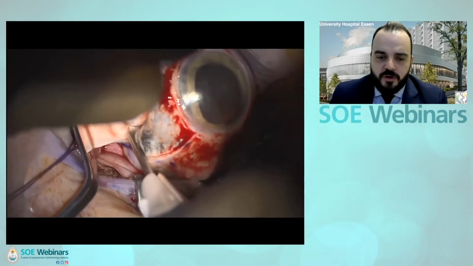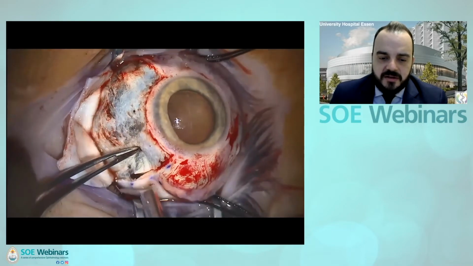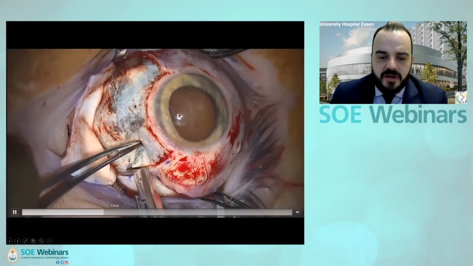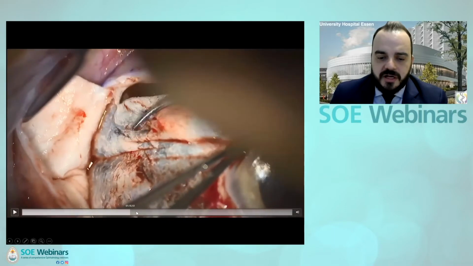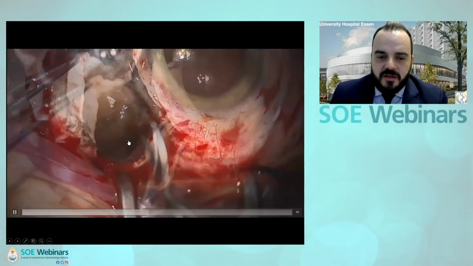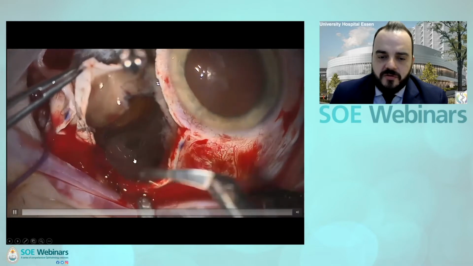In the posterior part, this is another vortex vein, and then we start cutting actually all the way around the inner flap of the tumor, and you can see we will go 360 and then start separating the choroid, the normal choroid, the tumor here from the retina.